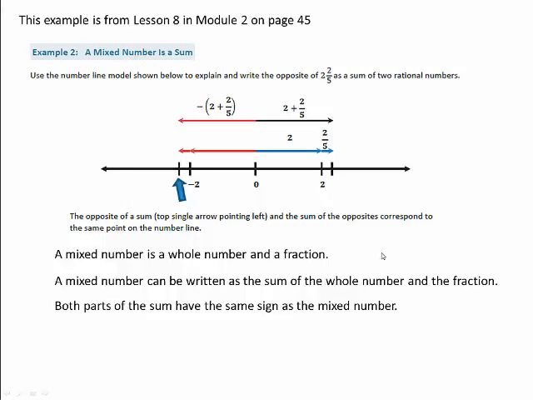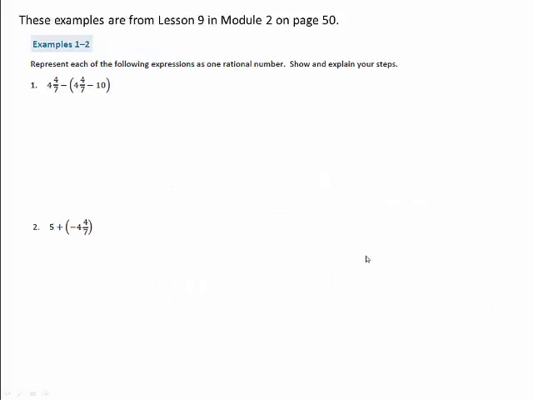In our examples from Lesson 9, we're going to use these two ideas to solve some problems. So here is Lesson 9, examples 1 and 2. We're going to use these two concepts in order to solve these two problems without having to actually solve them. We're going to look at them in an easier way, because right now they look pretty complex.